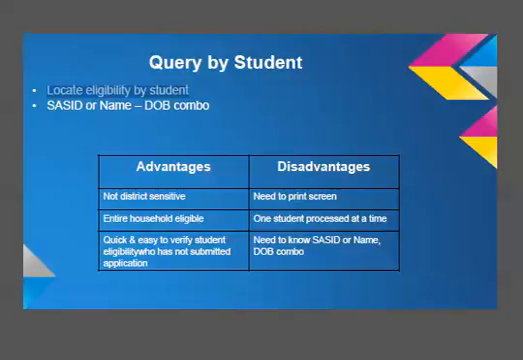Again, there are advantages and disadvantages. Query by student is not district sensitive. The entire household is eligible. However, if the student is a foster student, only the student is eligible and not the student's biological household or the household that they are living in. It's also quick and easy to verify a student's eligibility who has not submitted an application.